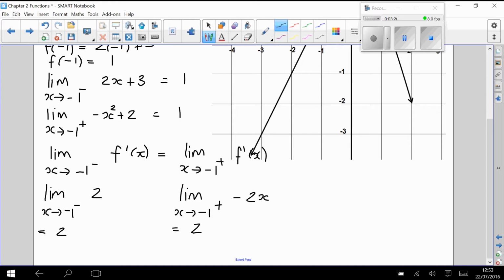As my graph was continuous because the point at minus 1 existed, the limit that I reached, approaching minus 1 from the left or from the right, arrived at the same height. And it was also differentiable because the derivative of the curve from the left is equal to the derivative of the curve from the right.